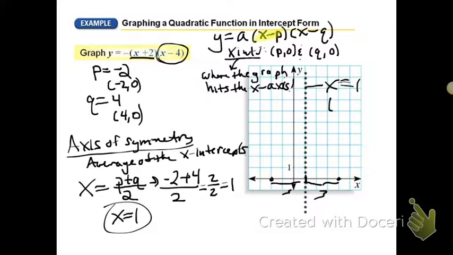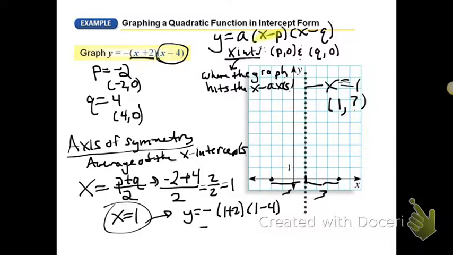So I know right now that my x coordinate of the vertex is 1. I do not know what that y coordinate is, however. To figure that out, I can plug in x equals 1 into my original function, which was y equals negative, and then instead of x plus 2, I can write 1 plus 2, and instead of x minus 4, I can write 1 minus 4, and simplify.